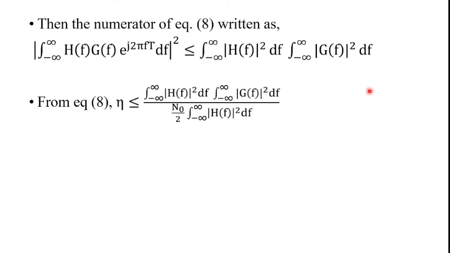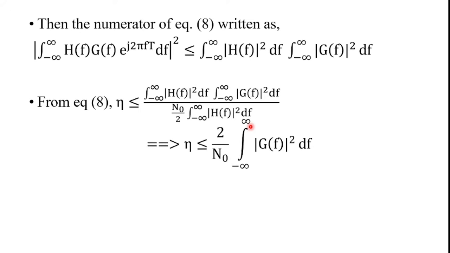From equation number 8, the peak signal to noise ratio eta is less than or equal to, and what is the numerator term? The numerator term, using Schwarz inequality, is the integral from minus infinity to infinity of magnitude of H of f whole square df, into the integral from minus infinity to infinity of magnitude of G of f whole square df, divided by the denominator term from equation number 8. Now, in the numerator and denominator, the integral from minus infinity to infinity of magnitude of H of f whole square df is cancelled.